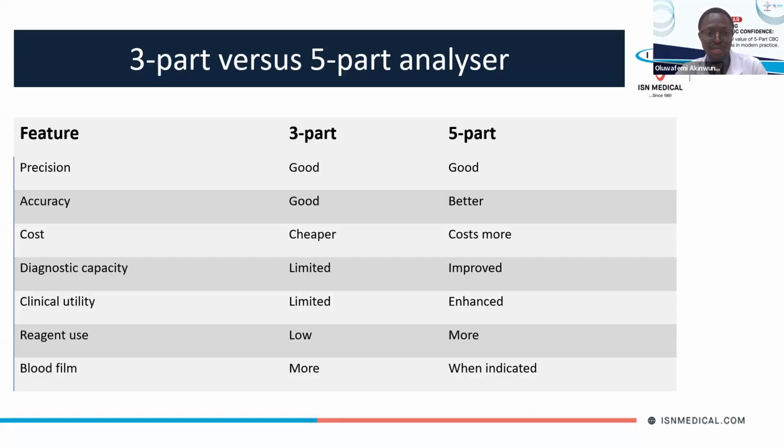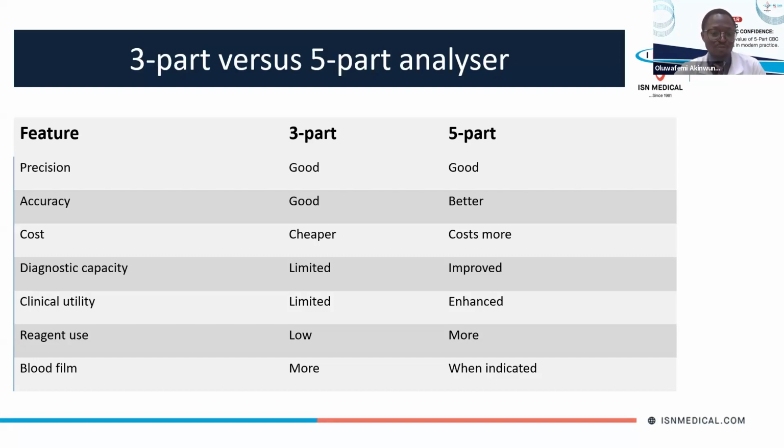In terms of diagnostic capability, the three-part is limited while the five-part is improved. Clinical utility is better with the five-part analyzer. And in terms of requirements for blood film, the three-part analyzer would require you to do more blood film analysis. With the five-part analyzer, it will be only when it is indicated. That means the sample must really be abnormal before a blood film will be required.